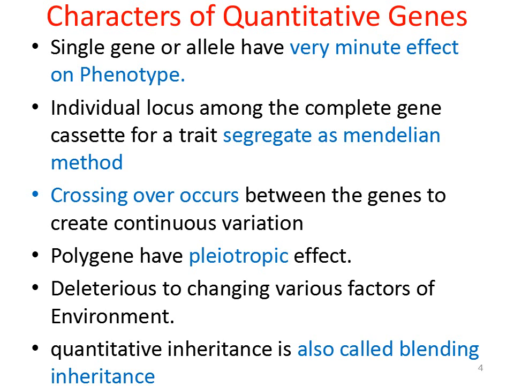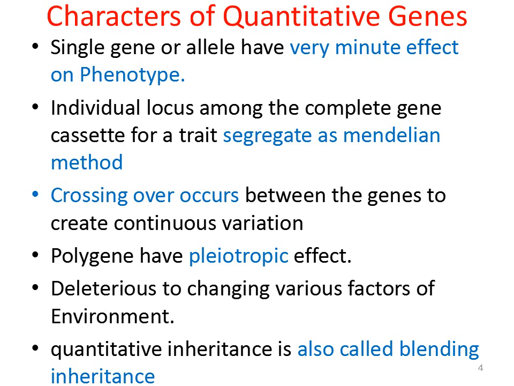And crossing over occurs between the genes. I have told you that these are multiple genes. If there is existence of two genes, there must be involvement of crossing over. So in the case of quantitative genes, they will involve crossing over, and they separate in the coming generations, the coming offspring.